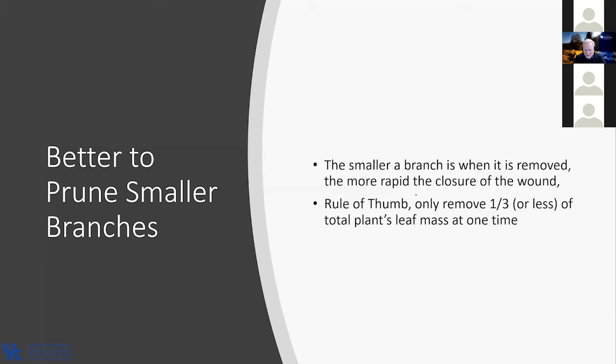Another rule of thumb, and you'll see me say this several times in the presentation, is only remove about a third or less of the total leaf mass of a plant at one time. If you remove more than a third, for small or large trees, you're going to shock that tree and you're going to cause a lot of undesirable growth to bloom up in that tree.